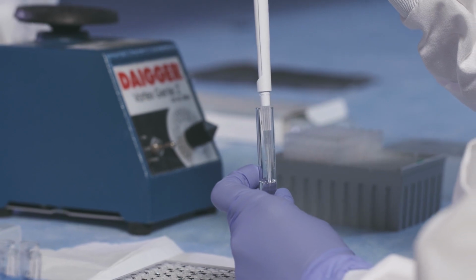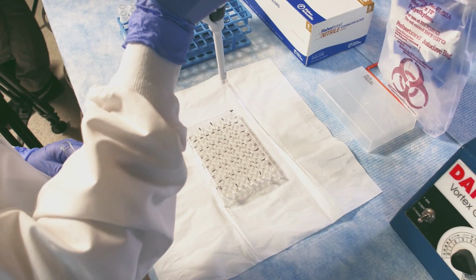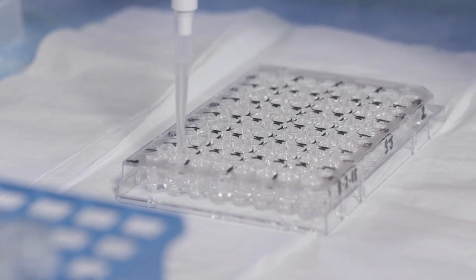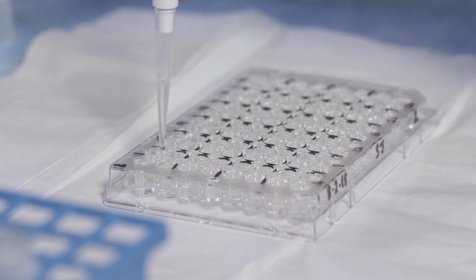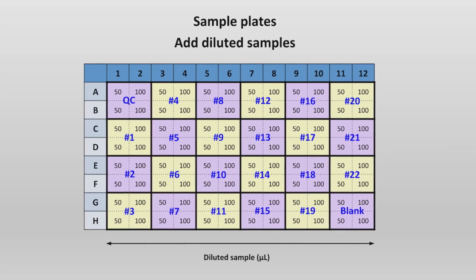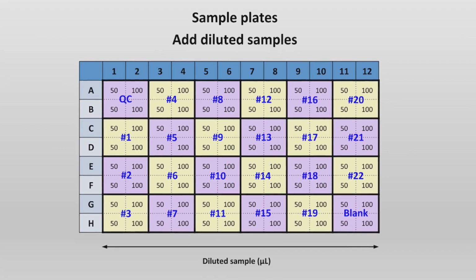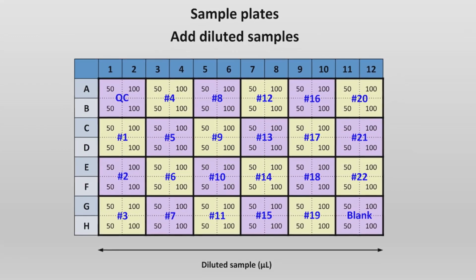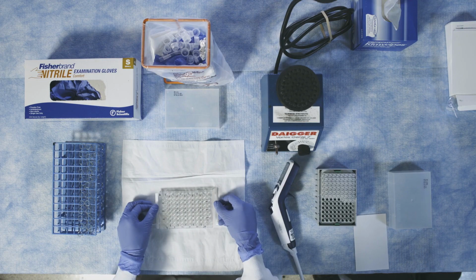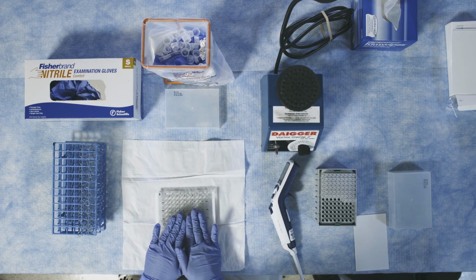Add diluted sample into 4 wells each of 2 × 50 microliters and 2 × 100 microliters. Pipette 50 microliters twice to get 100 microliters. The full plate layout is shown here. After finishing with one plate, gently hand seal the plate with a sealing membrane.